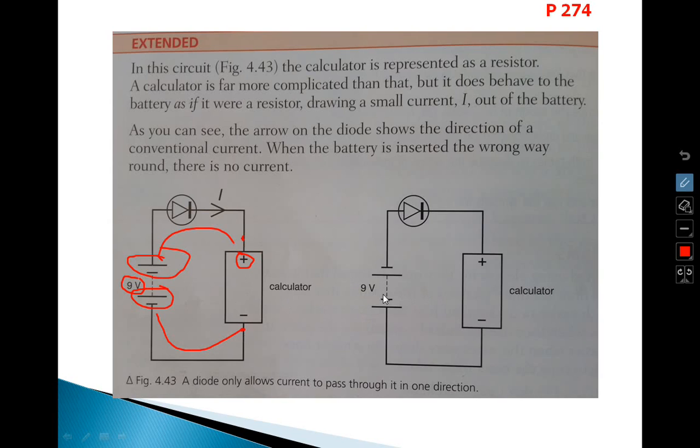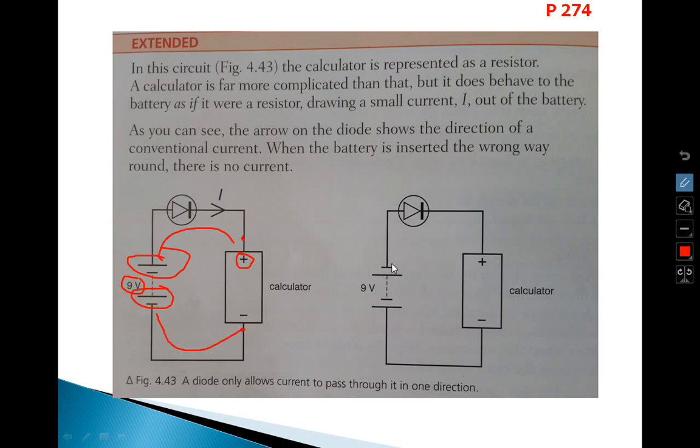This is the first point and this is the second point. This is a diode, we will discuss it later. A current moves through this diode and through this way until it gets back to the source of voltage. So the diode shows the direction for conventional current. When the battery is inserted the wrong way round, there is no current.